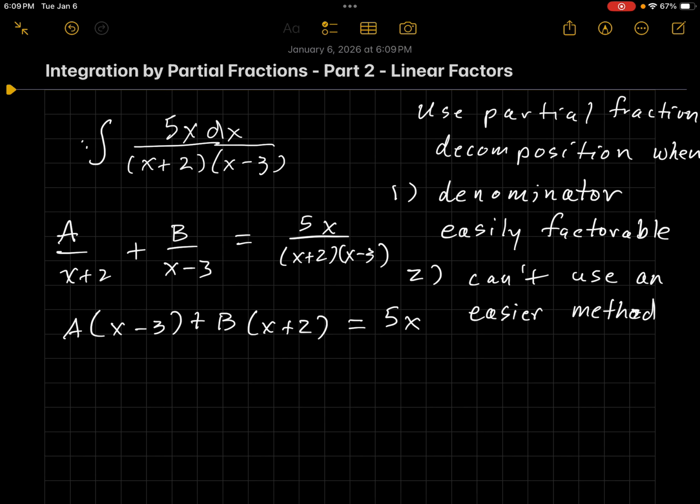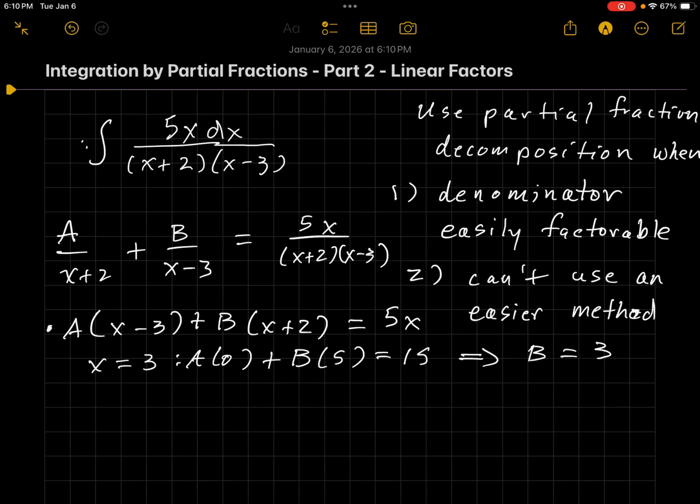Let's choose values for x. I will choose x equals 3. Plug it into both sides of this equation, which gives me a times 0 plus b times 5 equals 15. So b equals 3.